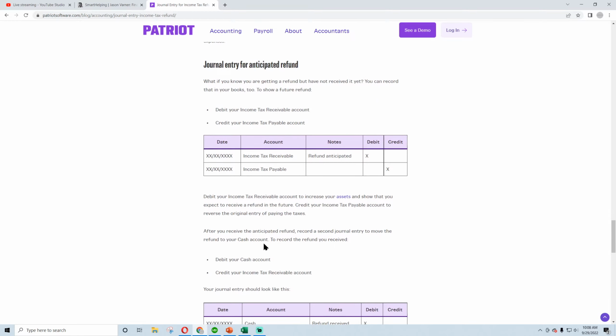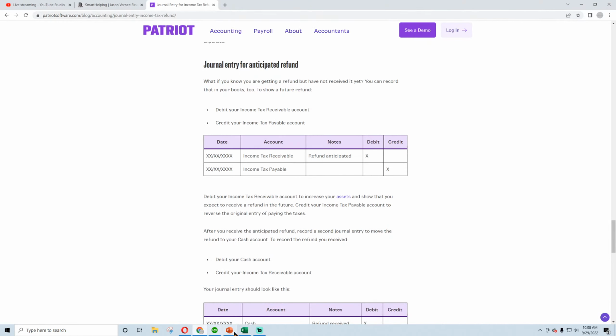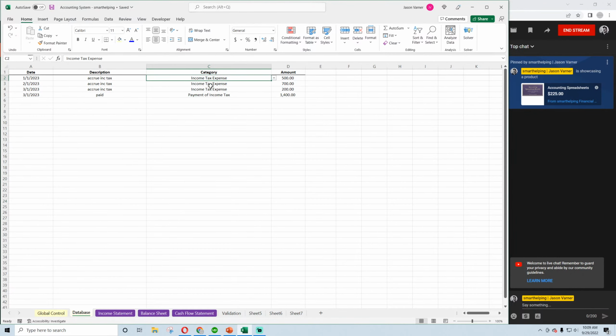Okay. Well, let me get back over here. So this is fine. Now, if you just have income tax expense and you pay it right away, you'll just put in income tax expense in the same month, put the amount, and then put the payment for it in the same month as well.